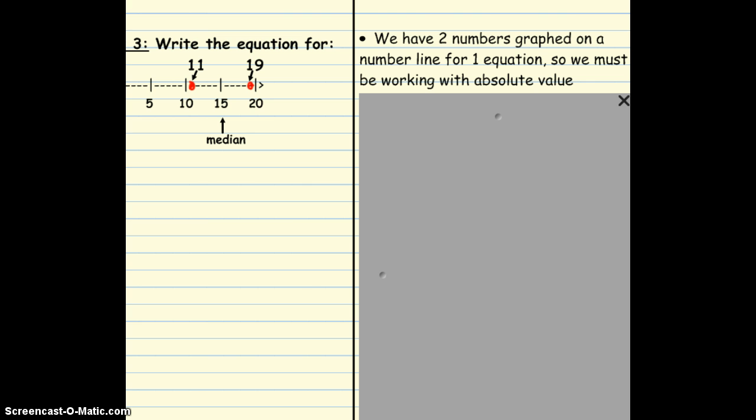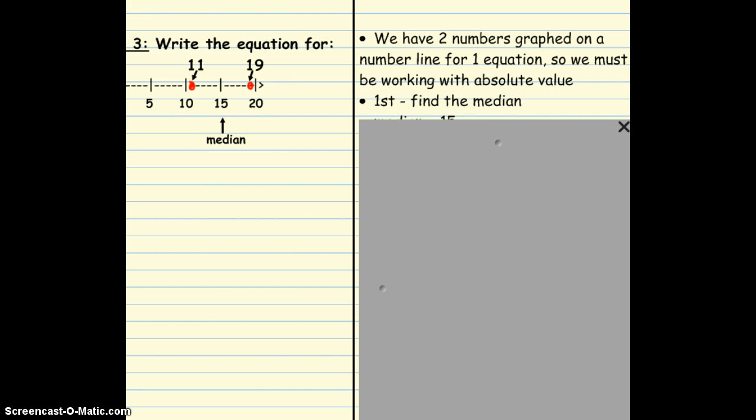Alright, next example. We're going to write the equation for this graph. And what we have is a number line, and we have two solutions on it. So, because we have two numbers graphed on a number line, and we're supposed to write one equation, we know that we must be working with absolute value. So, here's what we need to do.